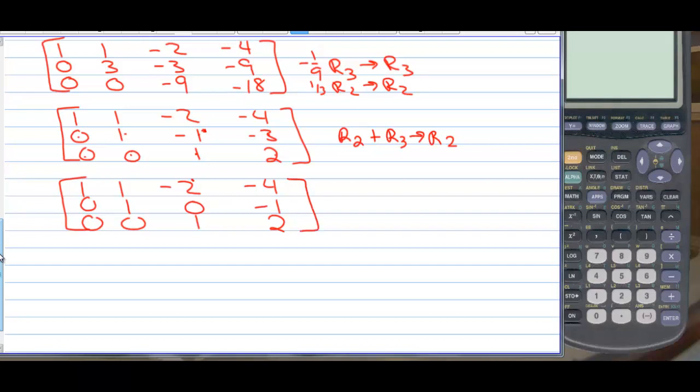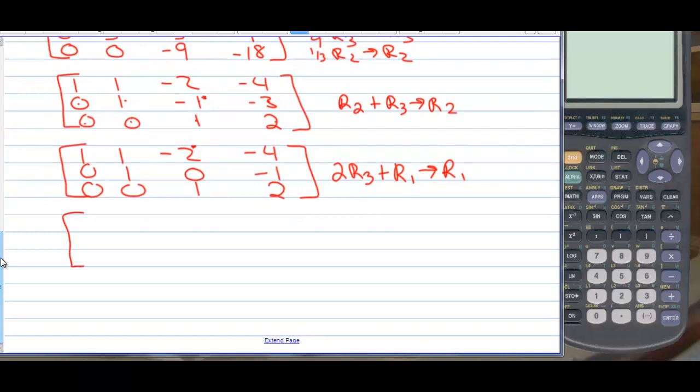The next 0 we want is right here. We want to get this corner. Let's see, what can we do? We can take 2 times row 3, add to row 1, and replace row 1. All right, so we're replacing row 1. 0, 1, 0, negative 1, 0, 0, 1, 2. And then we're taking 2 times row 3. That's 2 and 4. We have 0 and 1 is 1. 0 and 1 is 1. 2 plus negative 2 is 0. And 4 plus negative 4 happens to be 0.